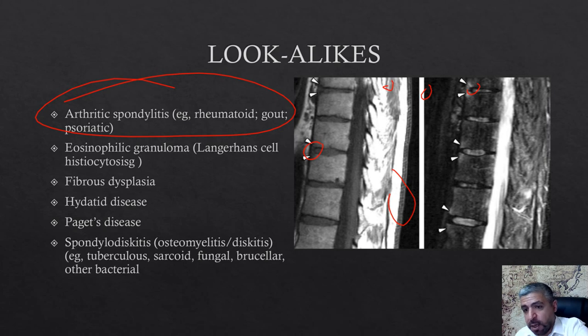Another example, these shiny corners, what's called the Romanus sign in cases of ankylosing spondylitis. They might look like lesions, but they are not. Again, these are the shiny corners that we see and consider part of ankylosing spondylitis.